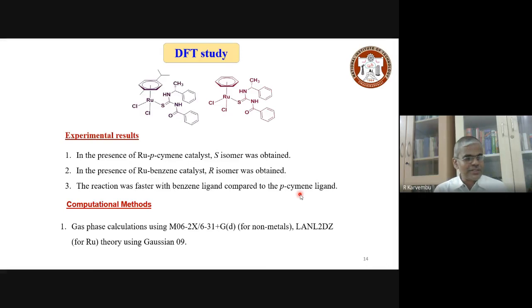As a chemist, I could not understand, because as per the mechanism that we have proposed based on the spectroscopic studies, the parathymine and benzene are just spectator ligands. They do not have any significant role in the catalysis. If that is true, then there should not be any change in the selectivity and reactivity, but we have observed a significant change in reactivity and selectivity.